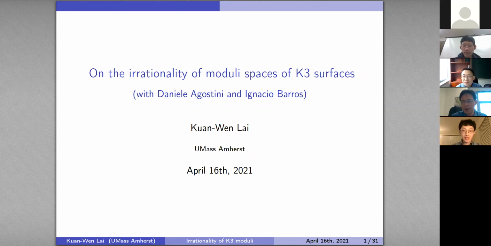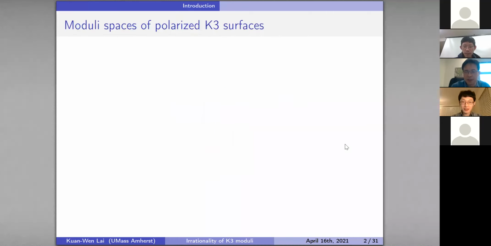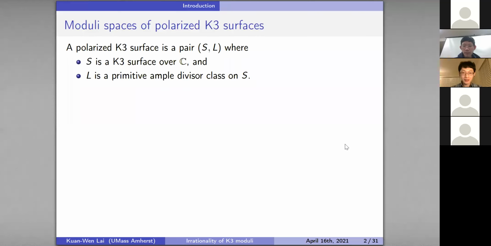This is a collaboration with Daniela Agostini and Ignacio Barros. First, let me start with some basic definitions. In this talk, by a polarized K3 surface, I mean a pair (S, L), where S is a complex K3 surface and L is a primitive ample divisor class on the K3 surface S.